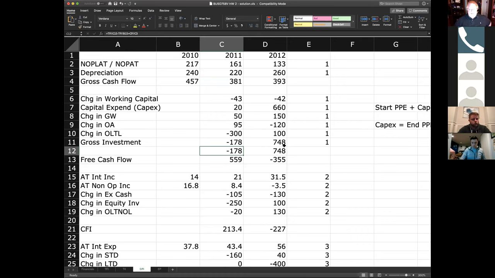Again, I'm going to pause here for any questions. So when we're looking at the positive numbers in this portion, that's money being pushed out, or that's cash flow being pushed out.